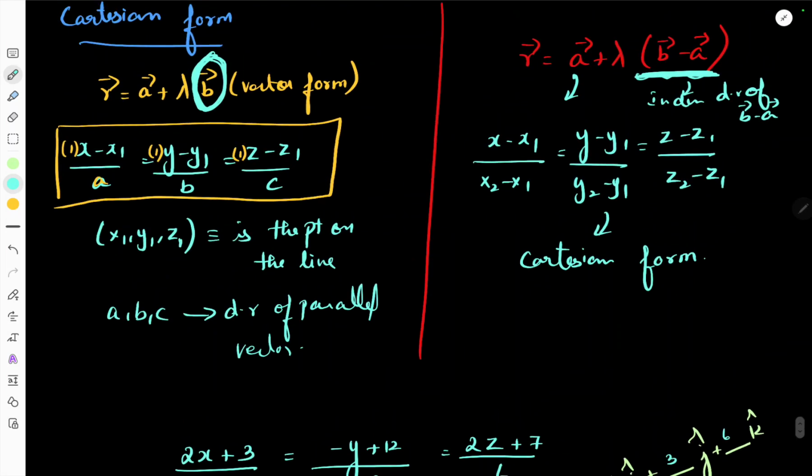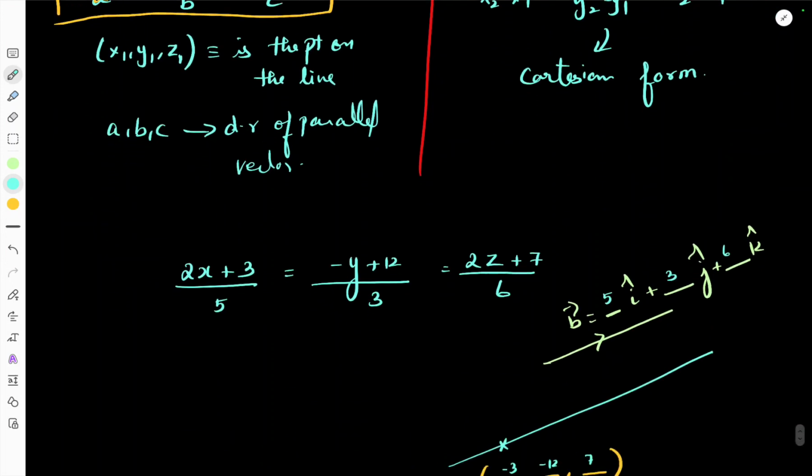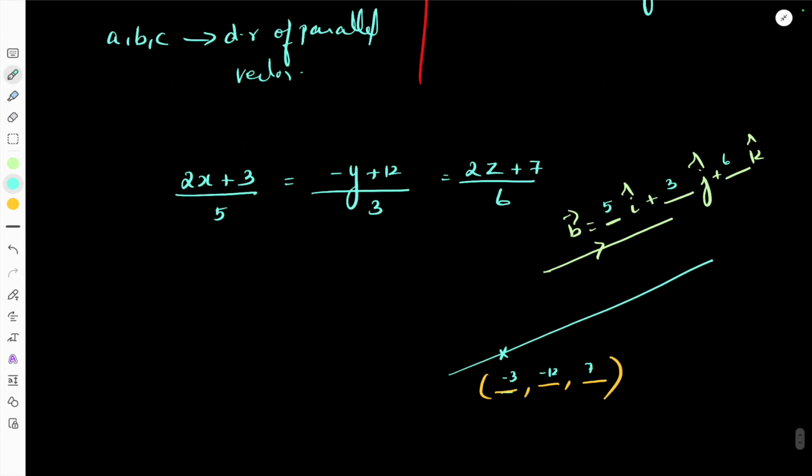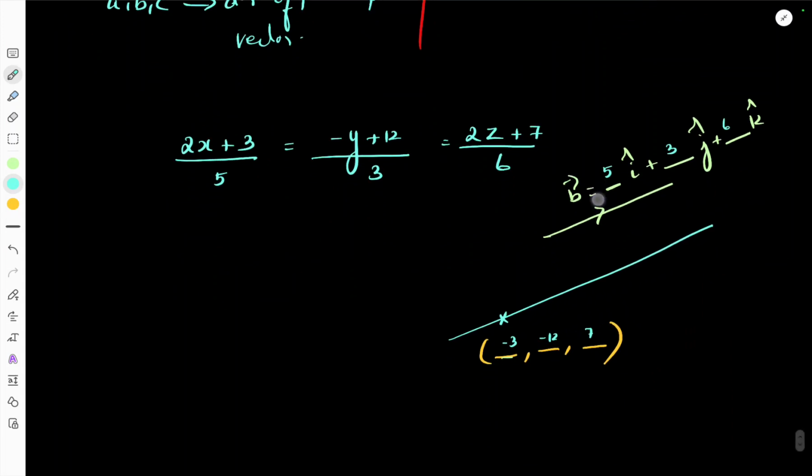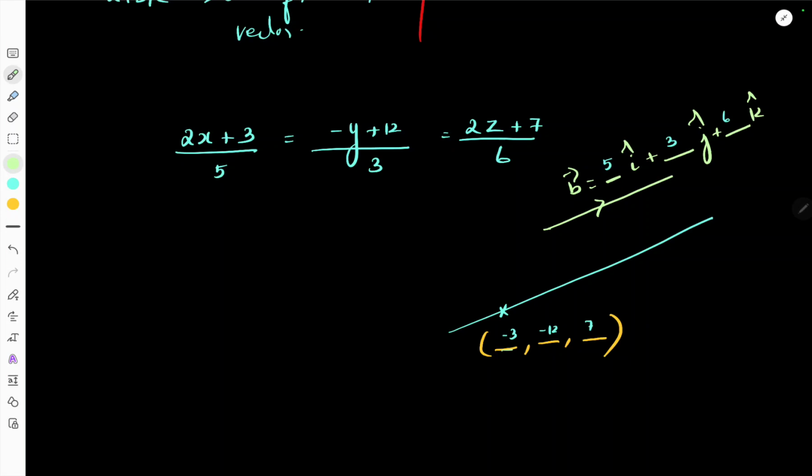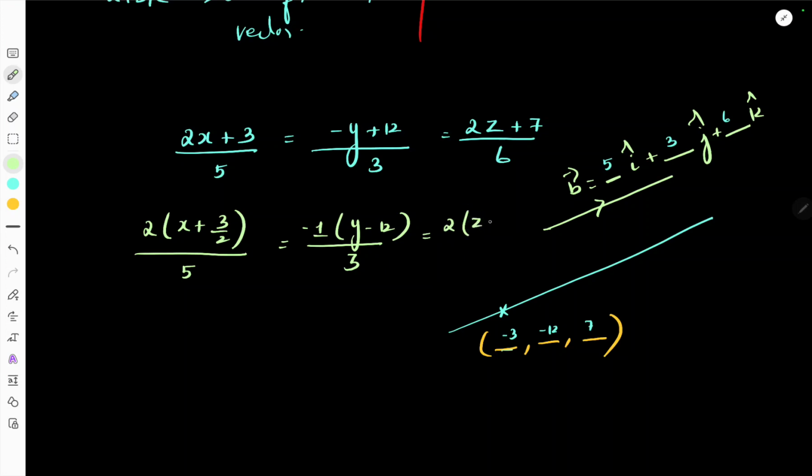So before taking the values of x1, y1, z1, a, b, c, first we have to make the coefficient of x in the numerator 1, the coefficient of y in the numerator 1, and the coefficient of z in the numerator 1. So whatever the coefficient of x is, you have to take that as common. So it will be (x + 3/2)/5, and here it is minus 1 that we take common, so (y - 12)/3 equal to, taking 2 common, (z + 7/2)/6.